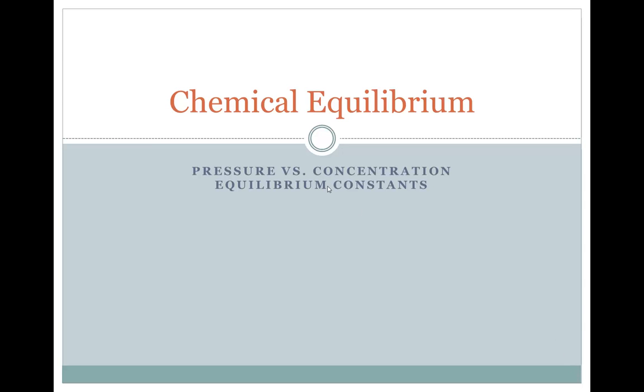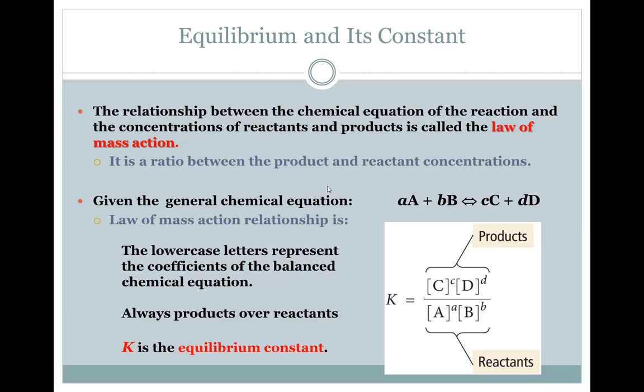In this tutorial, we will be discussing the difference between pressure and concentration equilibrium constants. Remember, the relationship between the chemical equation of the reaction and the concentrations of the reactants and products is called the law of mass action. It is a ratio between the product and reactant concentrations. So if we have the generic formula of A plus B yields C plus D, it's always the products over the reactants. So the concentration of the products are always over the concentration of the reactants.